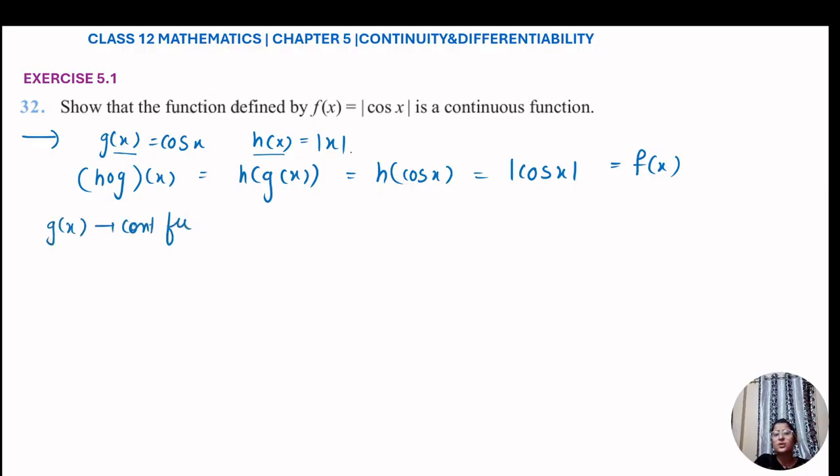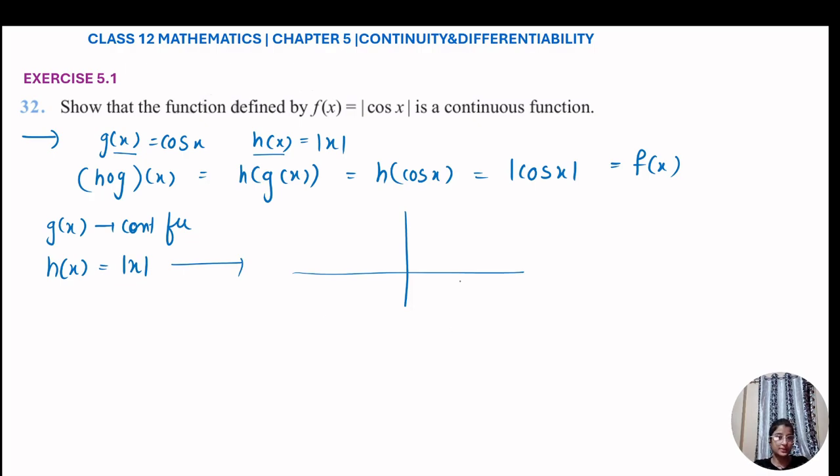Continuous function. Now you are only left with your h of x, and it's a very well-known continuous function, mod x. I will show you here by your graph. If it is not properly mentioned, you can directly use it. But as you can see here, you have to show that it is a continuous function. So for that, you need to explain your h of x properly by using the definition that mod x is a continuous function.